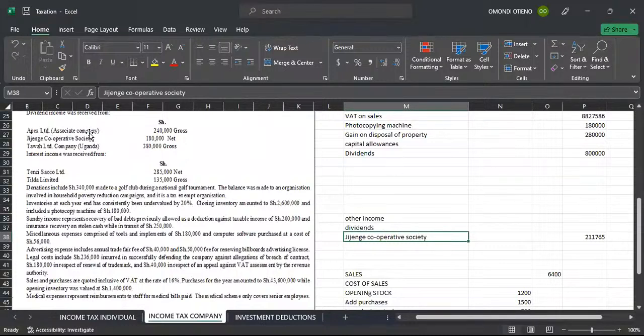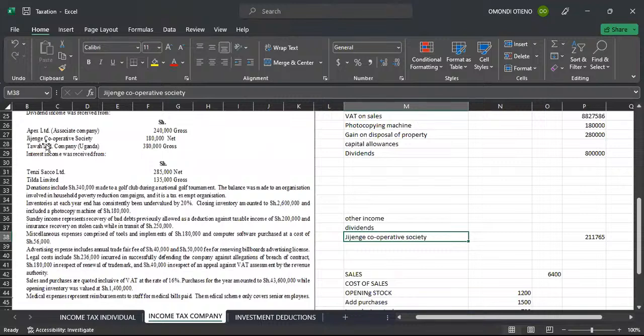We said this one here from an associate company is exempted from tax. The withholding tax is final. So that one we will not put here. He has removed it completely. It is not part of this.